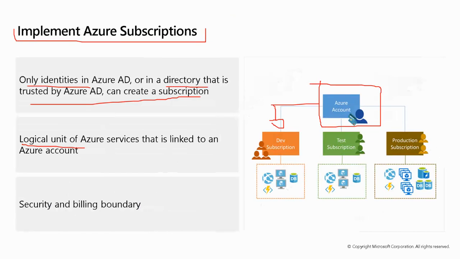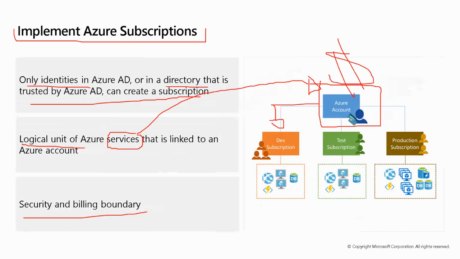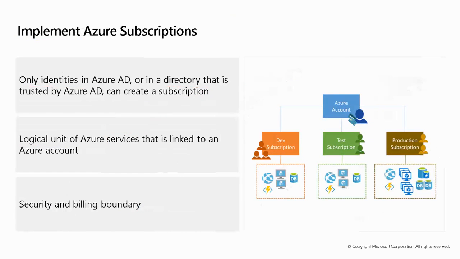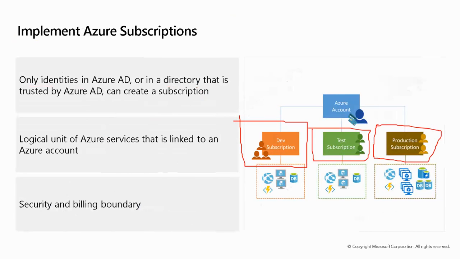The logical unit of the Azure services is linked to an Azure account. That means all the services are going to be paid by the Azure account. It is a security and billing boundary. So we can set security for each subscription. I'm just drawing really badly today. Each subscription will have its own security if we choose, and its own bill. Each one of those you will have separately.